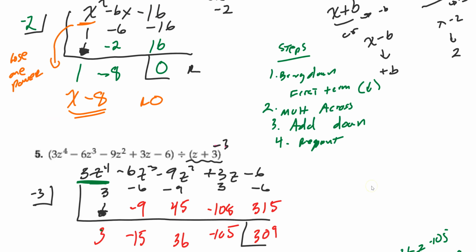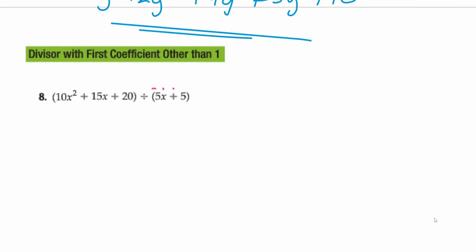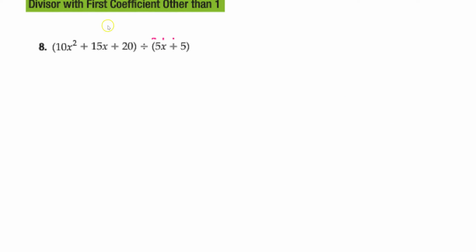Now let's go to what I talked about earlier. What if there's a number in front? What if it's ax plus b? You can still do it. We've got to play with it a little bit. So let's go to a couple of those. So this first one here, we're going to divide this by 5x plus 5. In this case, remember it has to be x plus b or x minus b, so we can do synthetic division.